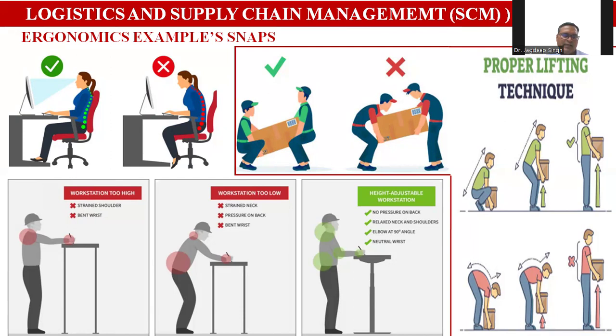Workstation too high. You can see in the left, extreme left below corner, the workstation is too high. And second snap, you can see the workstation is too low. And third, in green color, you can see this perfect one. So this is how we need to understand ergonomics.